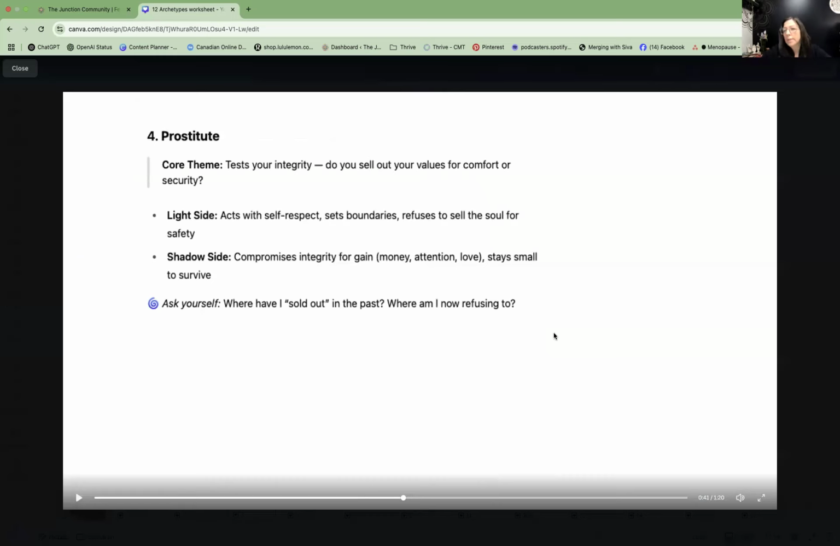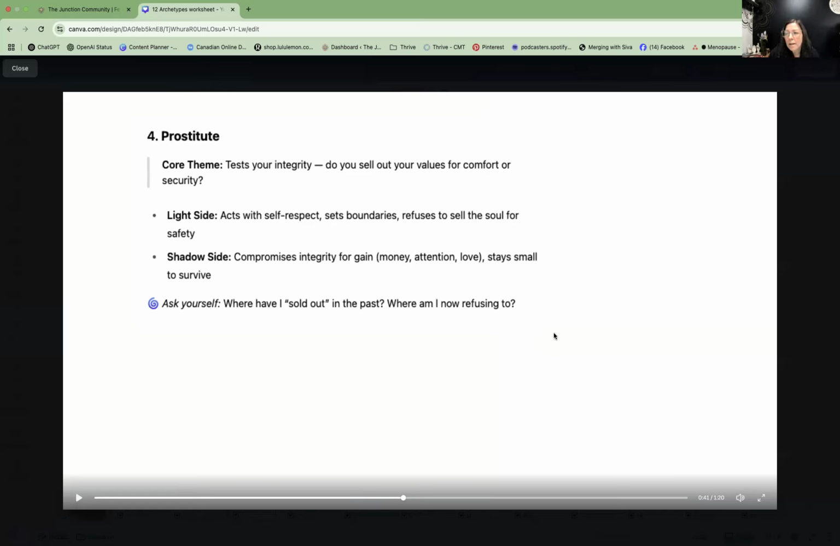And then finally, prostitute obviously isn't the word that it says. It really is a test of our integrity. We have our own values and our value system. And when we go against that value system, that's really what we're talking about, this prostitute type energy, where we're compromising our own integrity for some sort of gain, whether it's money, attention, love. And really what it has us do is stay small just to survive. So this is definitely survivor energy.